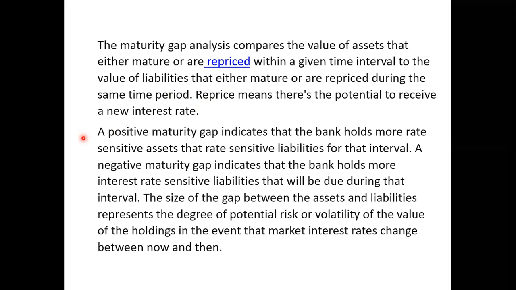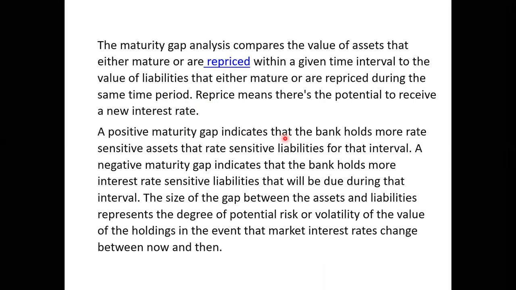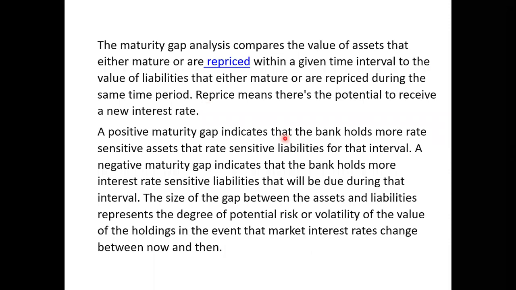A positive maturity gap indicates that the bank holds more rate sensitive assets than rate sensitive liabilities for that interval. We already discussed this in detail with examples too. A negative maturity gap indicates that the bank holds more interest rate sensitive liabilities that will be due during that interval. The size of the gap between the assets and liabilities represents the degree of potential risk or volatility.